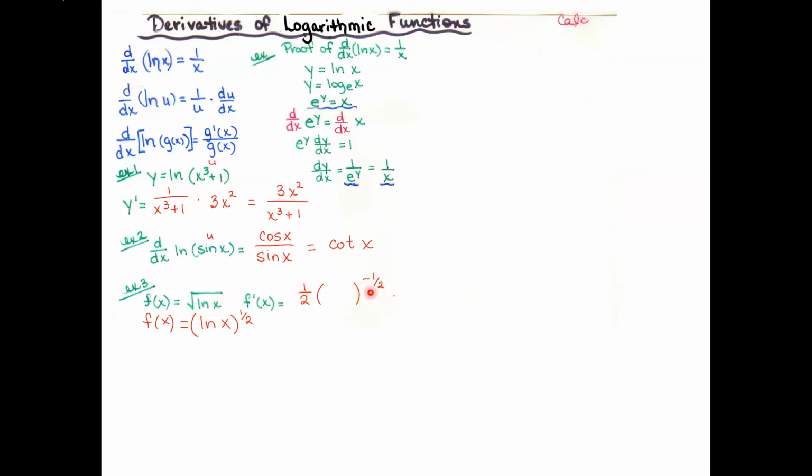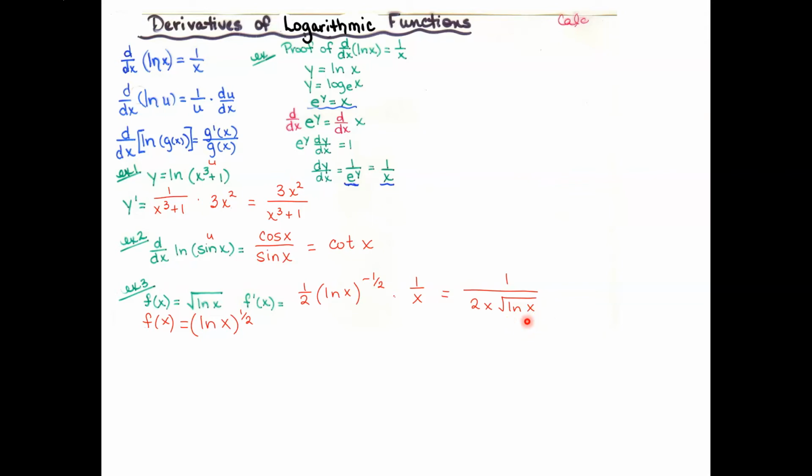That would be the derivative of the outside function. Then we need to multiply by the derivative of the inside function. The derivative of ln x is 1 over x. And so our final answer then, we could move that ln x down to the denominator and put it underneath the square root to get rid of the negative exponent. You could rationalize that if you wanted to get the radical out of the denominator.